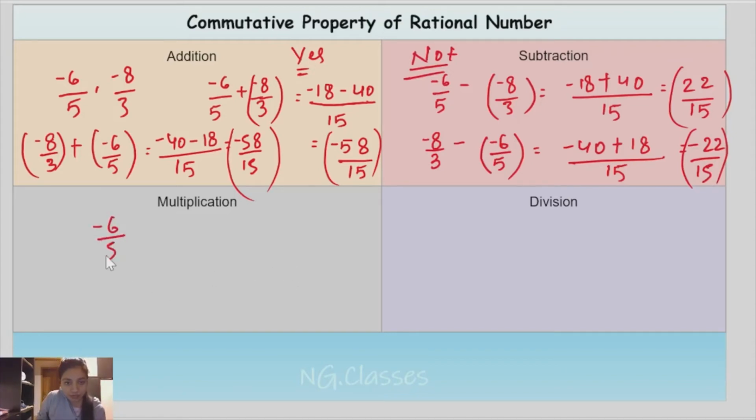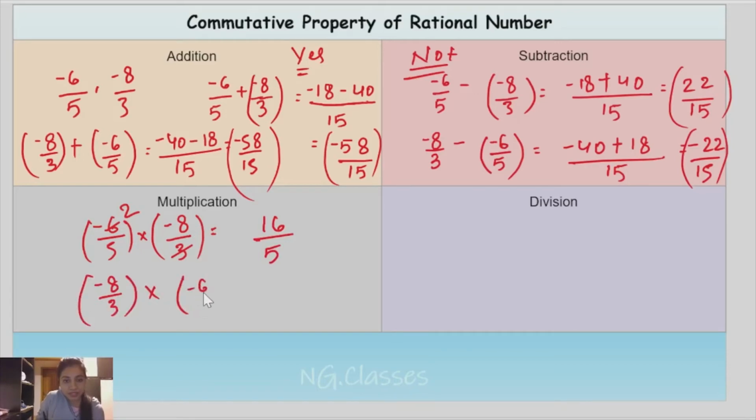Now check for multiplication. Minus 6 by 5 into minus 8 by 3. Cancel it and then do the multiplication. We will get 16 by 5. What about minus 8 by 3 multiplied with minus 6 by 5? Multiply it. You will get 16 by 5 only. So when I am changing the place, I am getting same answer. So yes, multiplication is commutative for rational number.